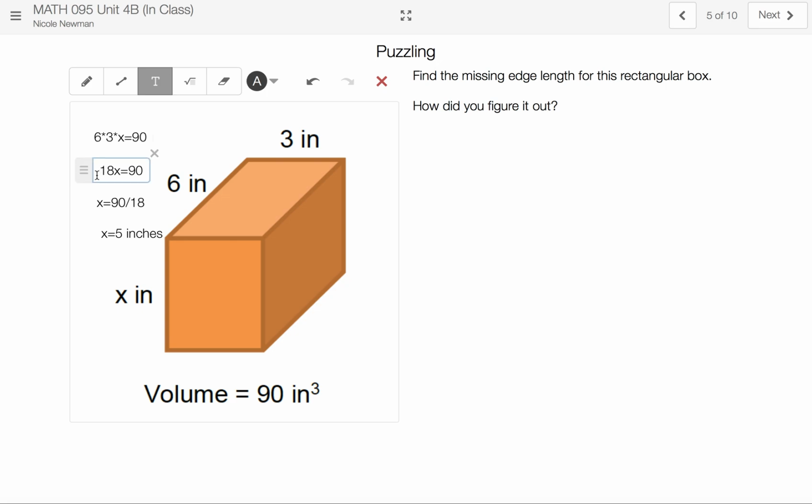6 times 3 is 18. To get that x all by itself, we'll need to divide both sides by 18, and we find out the x is 5. So guess and check would get you there, or a little bit of algebra. And you can also check at the end. 5 times 6 times 3, oh, that's 30 times 3, which is 90 cubic inches.